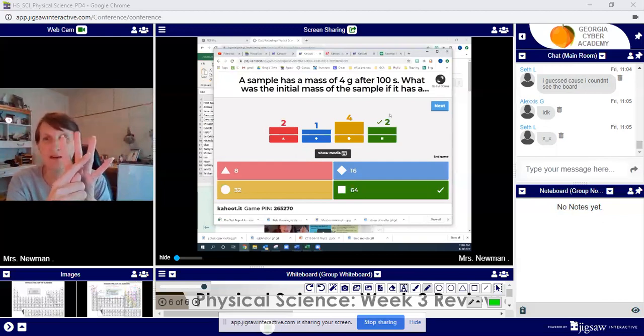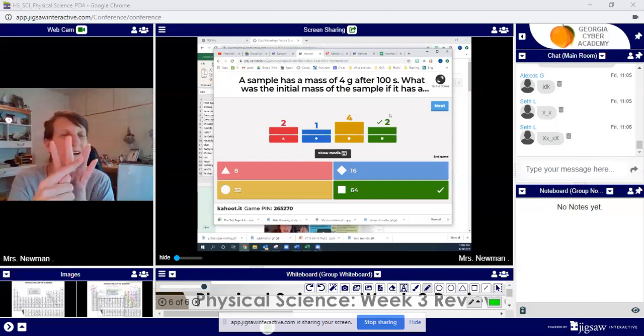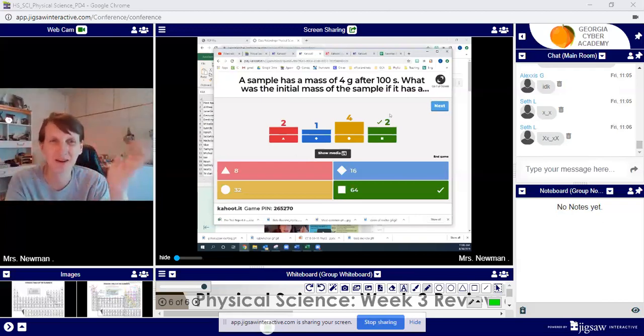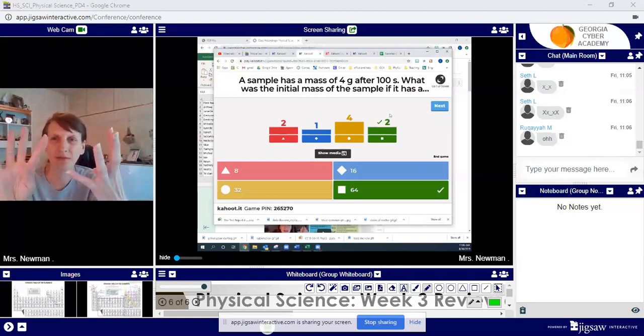So at 3 half-lives, it must have been double that with 8. And then for the next half-life, it had to be double that, which was 16. For the next half-life, it was up to 32, and then it started with 64. So it was 4 half-lives to get to 100. So you have to double 4 times. 8, 16, 32, 64.